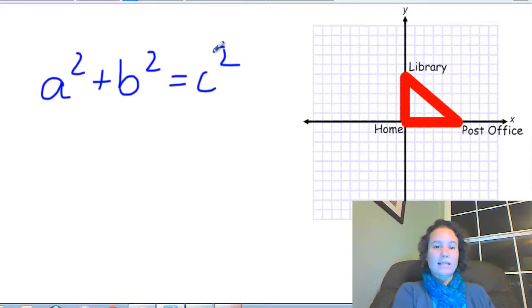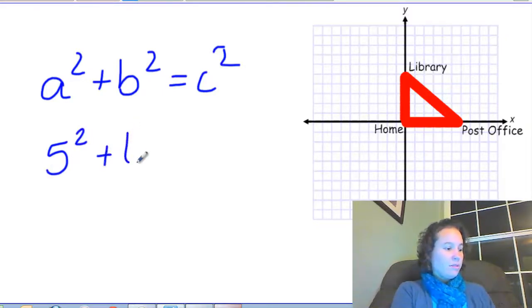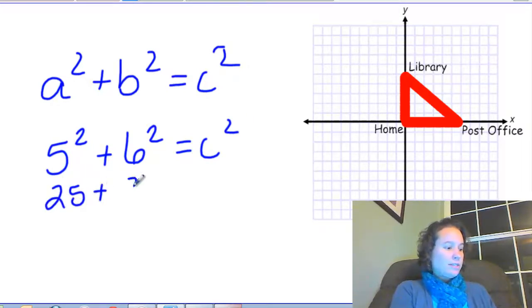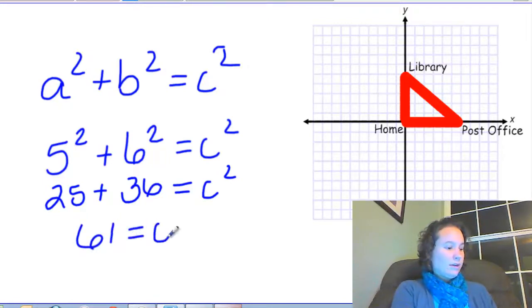So I'm going to substitute in the lengths of the two legs. A squared would be 5 or 6, it doesn't really matter, so I'll write that as 5 squared plus 6 squared, and that is going to equal c squared, which I don't know. So 5 squared is 25, plus 6 squared is 36, and that's still going to equal c squared. So I'm going to add 25 and 36, and that will be 61 equals c squared.